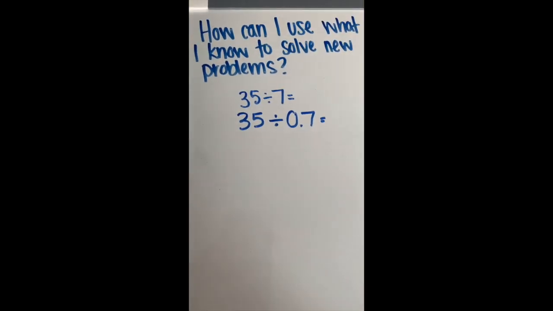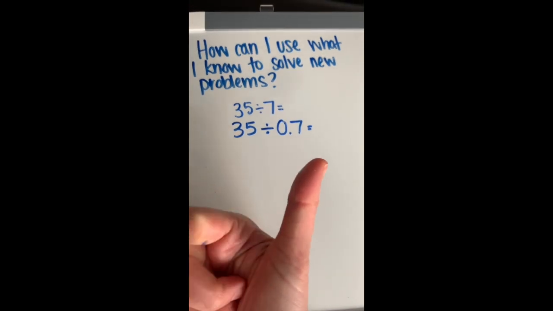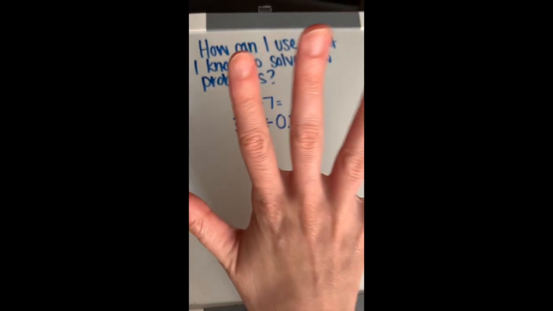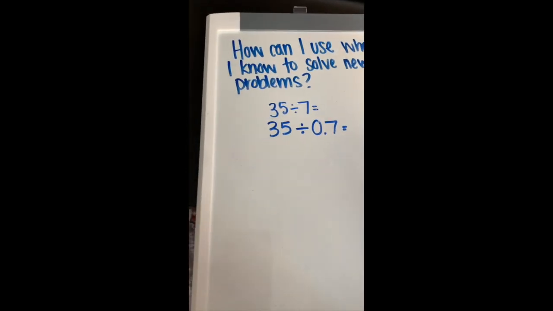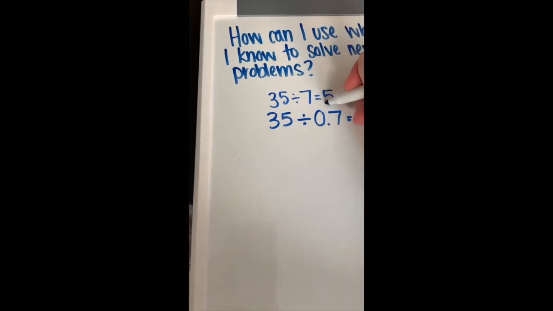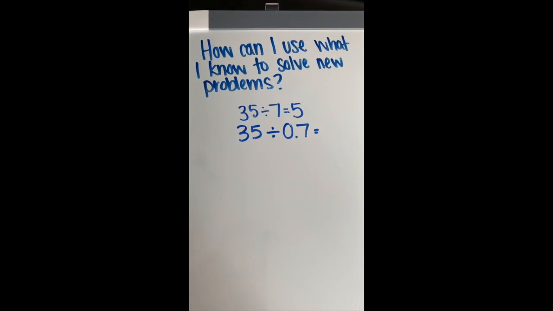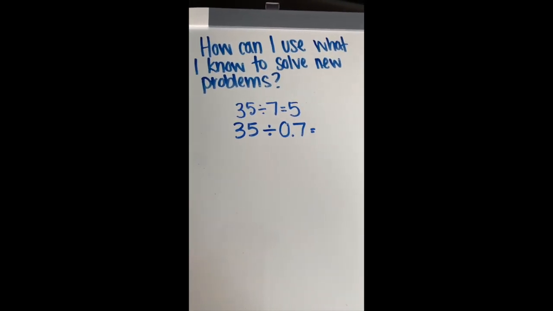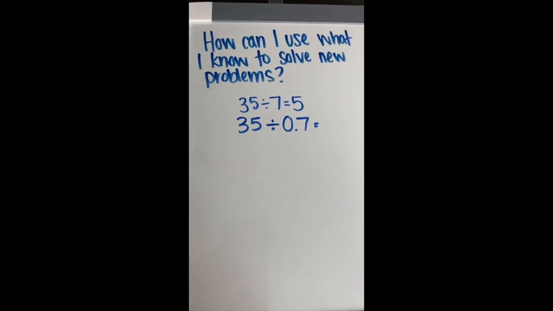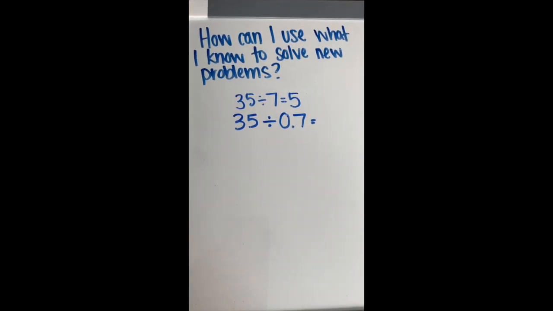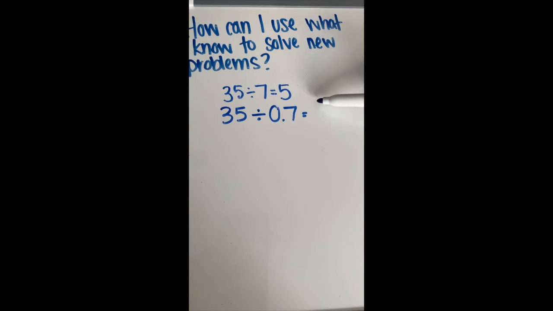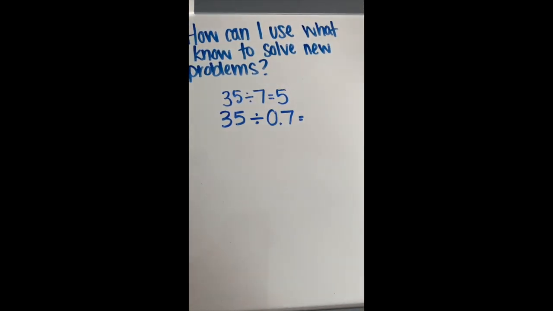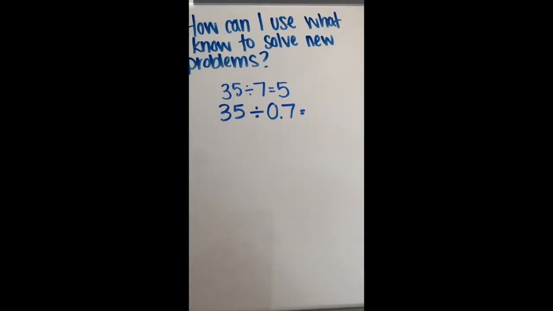Well, I could skip count by 7s. 7, 14, 21, 28, 35. 5 7s are in 35. Or you might have just known that division fact in a snap, which hopefully you did. Hopefully you knew 35 divided by 7 is 5. So let's think about how we can use that to help us solve 35 divided by 7 tenths. I'm looking at the relationship between the 7 and the 7 tenths.